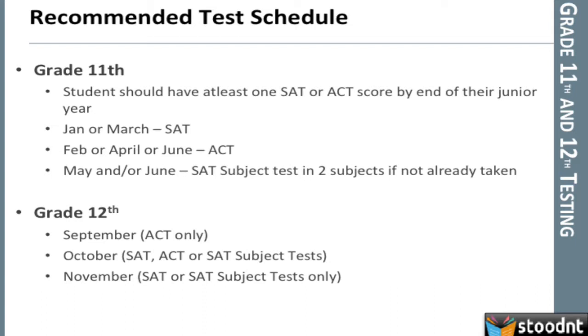Students should have at least taken one SAT or ACT score by the end of their junior year. They can take the SAT test in January or March, and maybe they can take the ACT test in February, April or June. And then in May and or June they can take the SAT subject test in two subjects, if they have not already taken that. Now getting into grade 12, there are three more opportunities to take the SAT, ACT or SAT subject test.